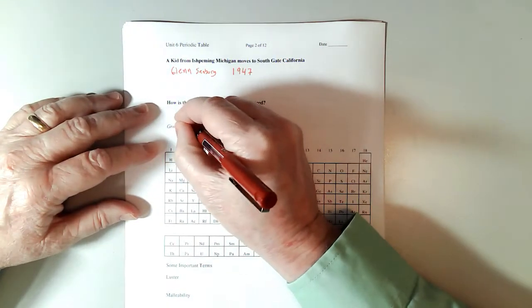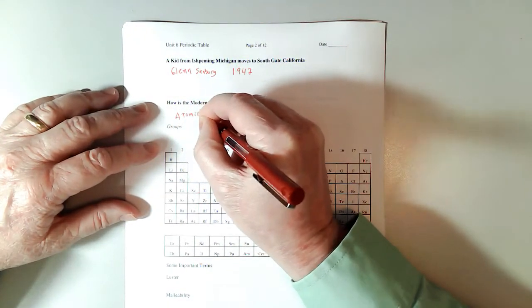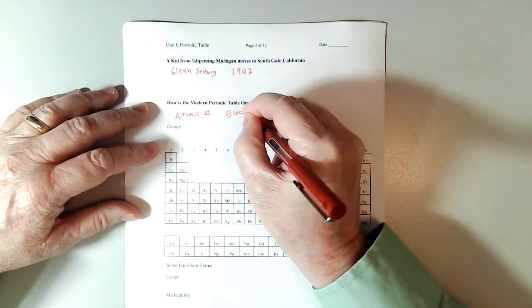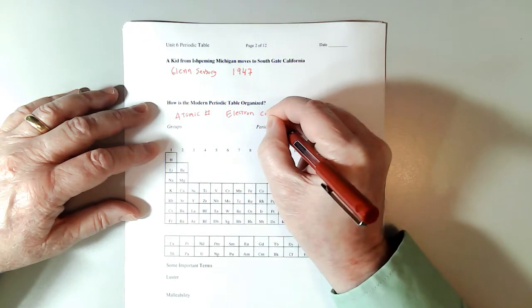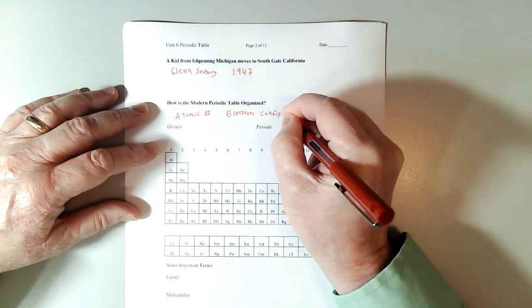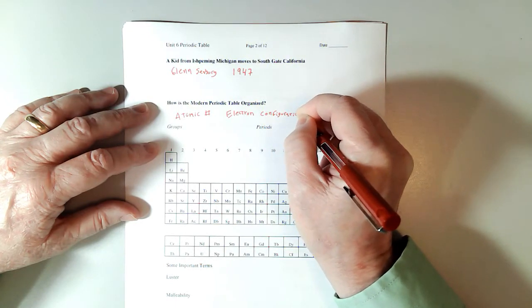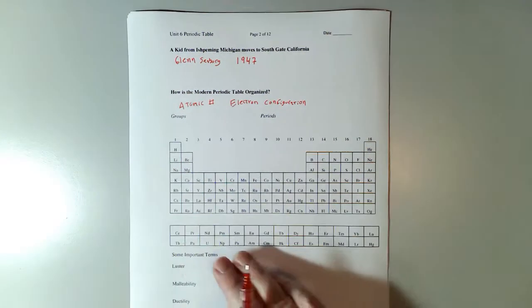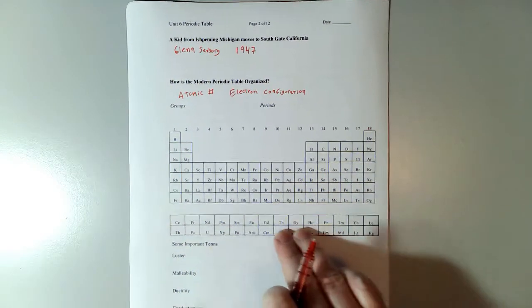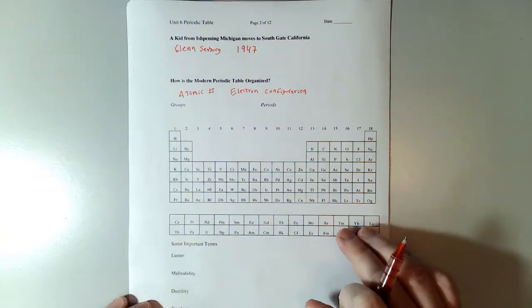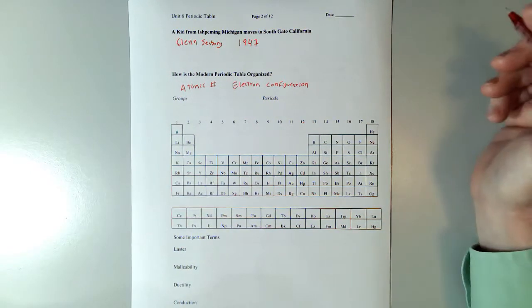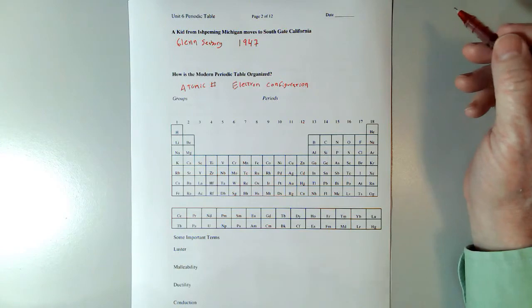So atomic number and electron configuration. And we're going to have some videos about electron configuration up for the weekend. So that's where it looks like this. His real big idea was to take this part and pull it out from the table as it normally appears. Okay? And it's still around today.